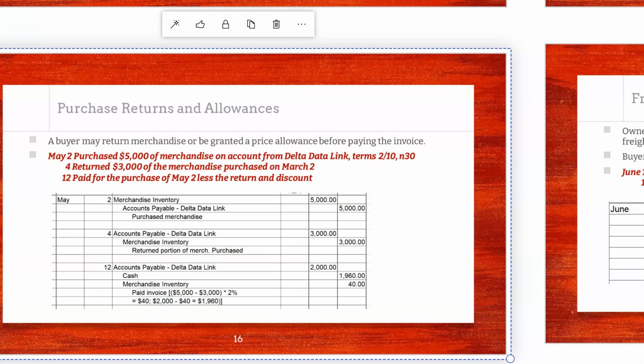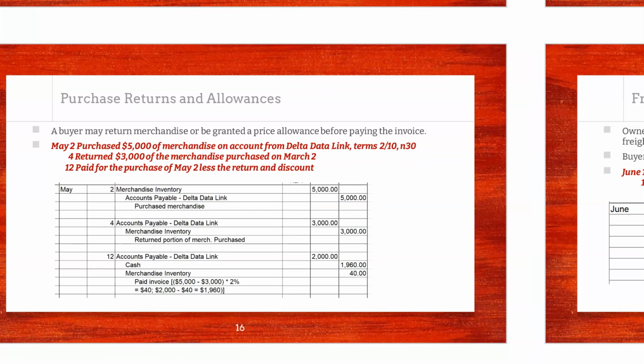Okay, so a buyer may return merchandise, which we saw, or be granted a price allowance before paying the invoice. Okay, so this is before the invoice has been paid. What's this going to look like? So on May 2nd, purchased $5,000 of merchandise on account from Delta Data Link, terms 2/10, net 30. All right, so that's just a pretty straightforward recording, okay? It's going to be a debit to merchandise inventory and a credit to accounts payable.